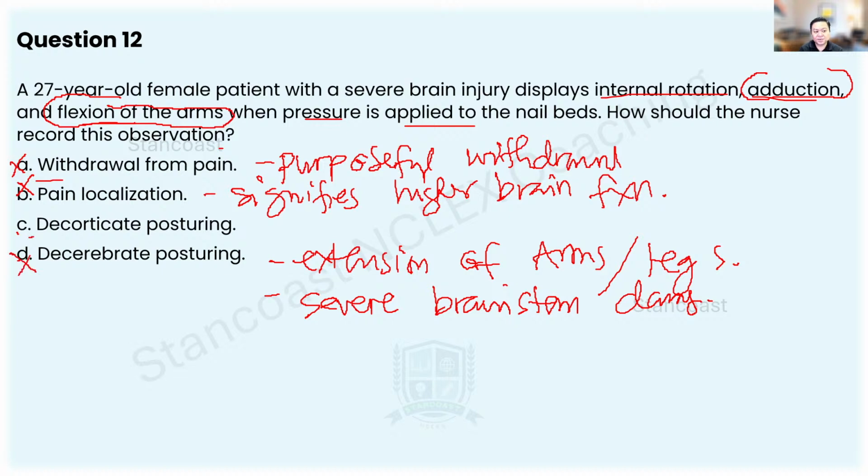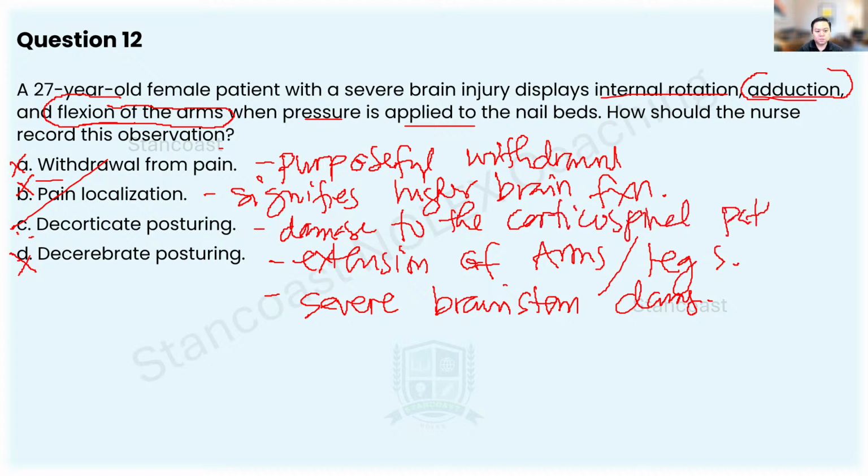So the correct answer here is letter C, decorticate posturing. The patient now has that, what is that? Flexion. That is the word right there. Flexion of the arms. That was the clue, guys. Flexion of the arms. So this is basically a condition wherein your patient has damage to the corticospinal pathways. Okay? Another indication that there is severe injury, but not as bad compared to the decerebrate posturing. Decerebrate is worse than decortication. When you have decerebration, there is already severe brainstem impairment. Okay? Don't forget that. This is part of your GCS.